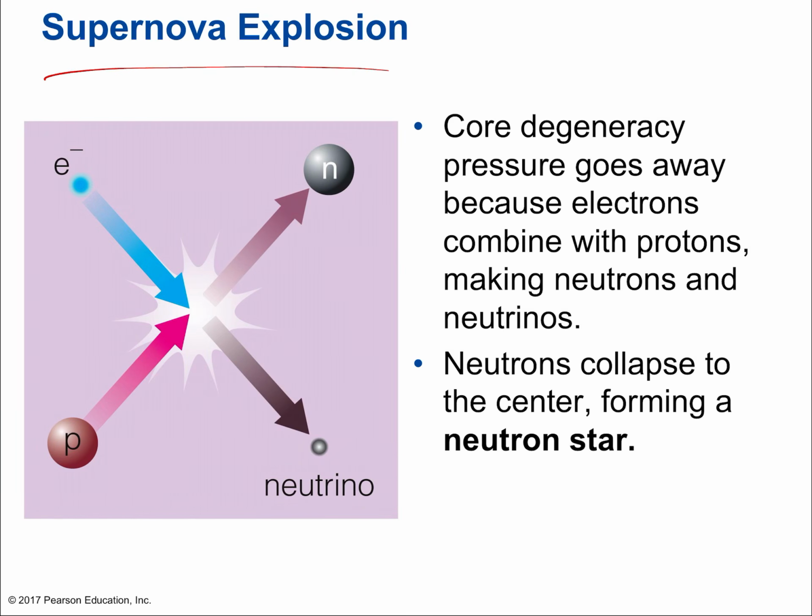And the supernova explosion occurs when the core degeneracy pressure goes away because the electrons combine with protons, making neutrons and neutrinos. The neutrons collapse to the center, forming a neutron star. All right? And we're going to talk about that in the next chapter. Because that's the idea, is that the quantum mechanical pressure that was holding stars together, the degeneracy pressure, the fact that 2 electrons cannot be in the same place at the same time, well, that's true unless the pressure is so great that the electrons can't push back anymore. And that actually causes them to be forced to become a neutron. So the electrons will actually push together with a nearby proton and become a neutron.